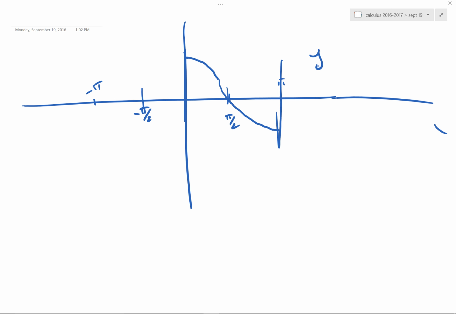So this is y equals cosine x. So 0 to pi. And of course, this to this, right? Yes, right. There it is.